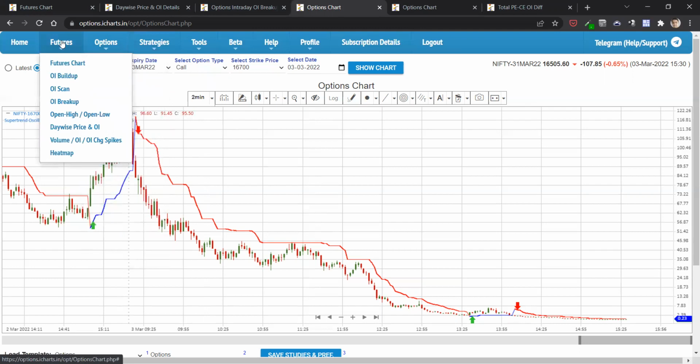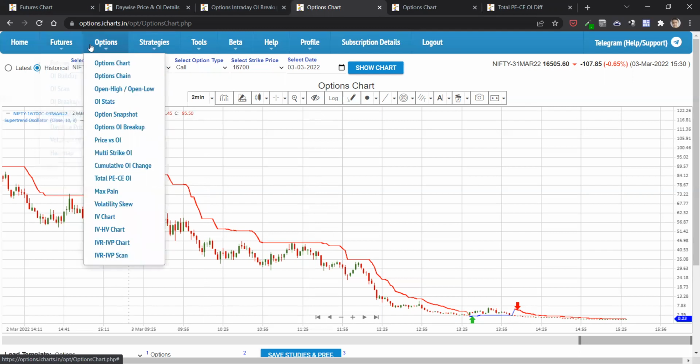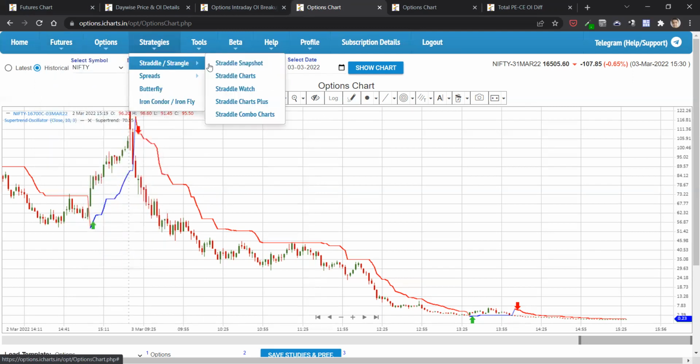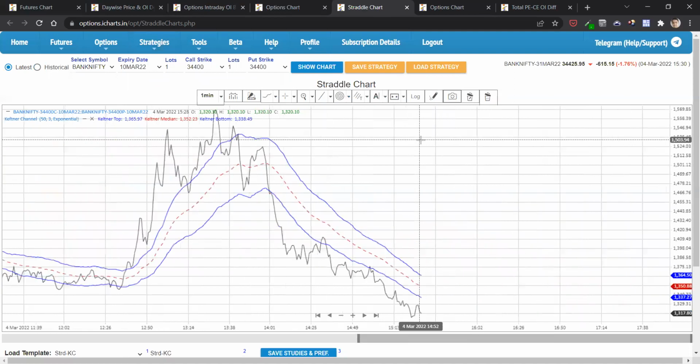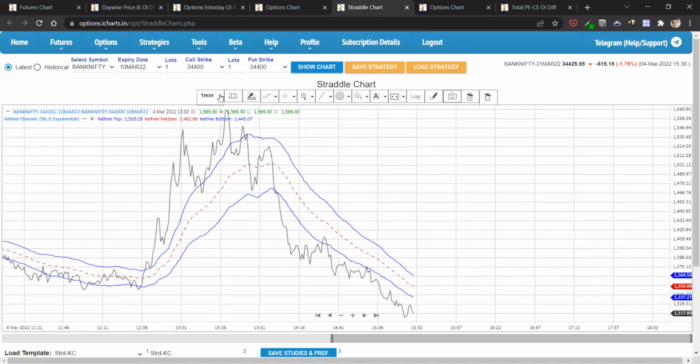Do you have any setup or idea about straddle charts for intraday trading? Can we use straddle charts as an intraday trading tool? Yeah, I've discussed this.